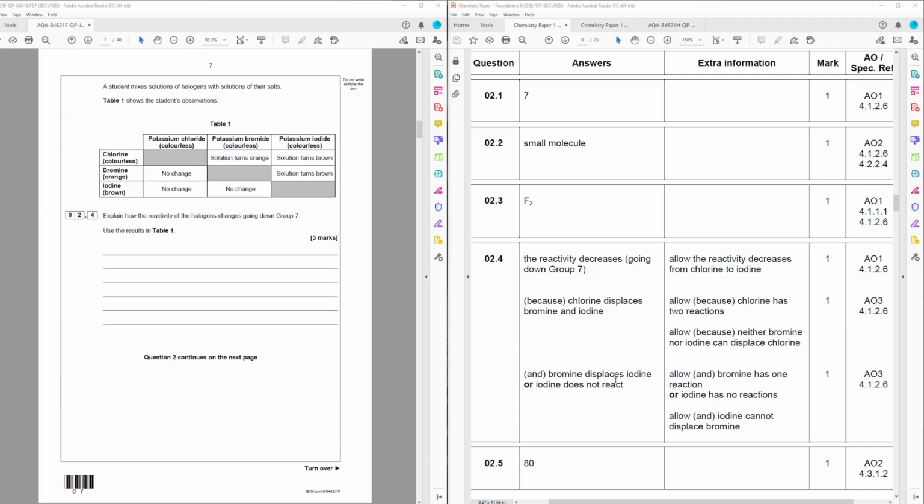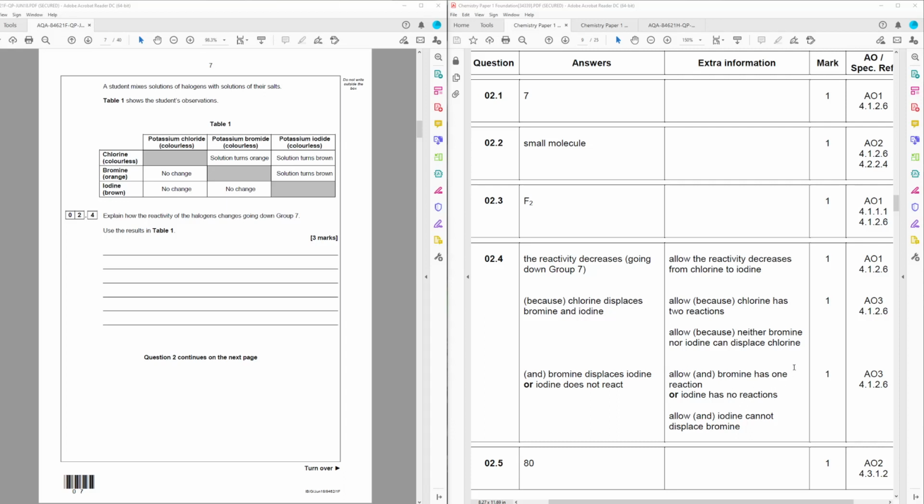And 2.4. This one needs just a couple of points then to explain it. Everyone's saying that the reactivity is decreasing down the group pretty much, which is true. So chlorine is the most reactive, iodine is the least reactive. Always make sure you get a statement like that. But it does say explain how you know this. So you could say something like chlorine has reacted both with bromine and iodine. Sorry, bromide and iodide. I should get that right, being a chemistry teacher. Whereas bromine only reacts with iodide, and iodine does not react with anything.